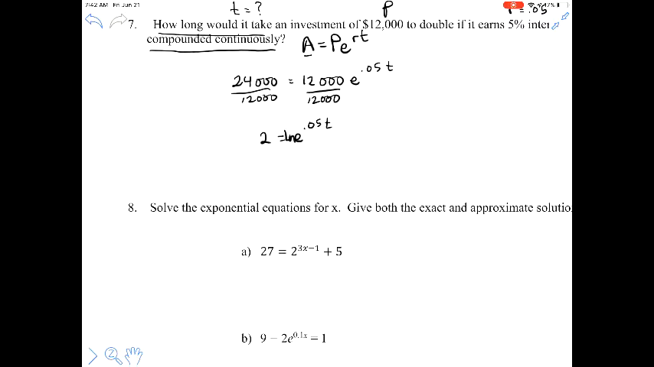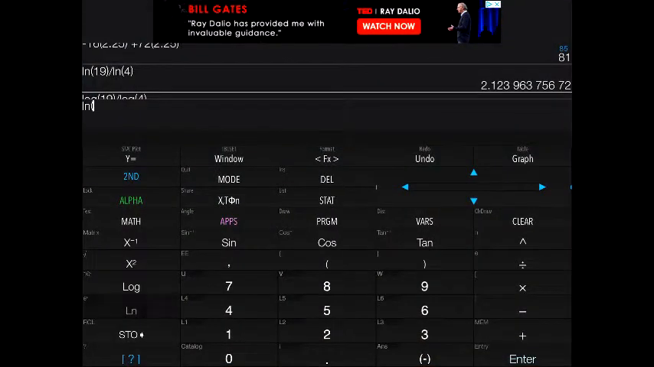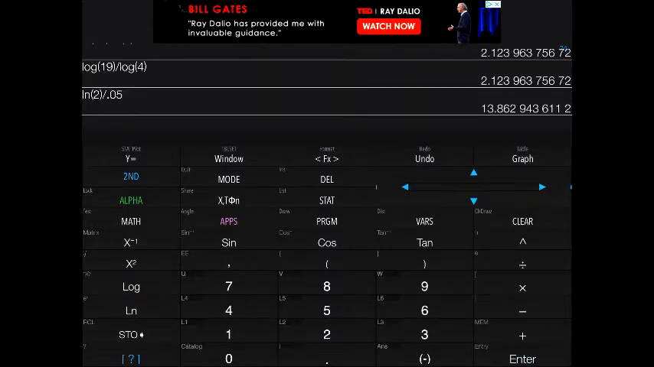Now to cancel the base e, I need a natural log, but I got to do it on the other side too. So natural log of 2, and then divide. So t in years, natural log of 2 divided by 0.05. So natural log of 2 divided by 0.05 is 13.86 years.